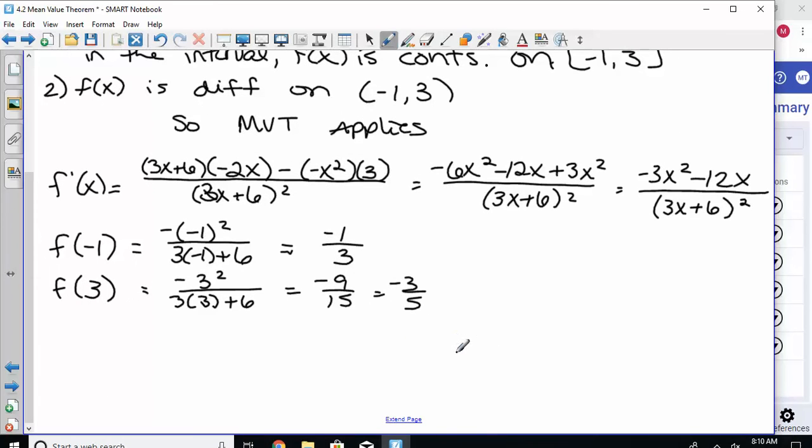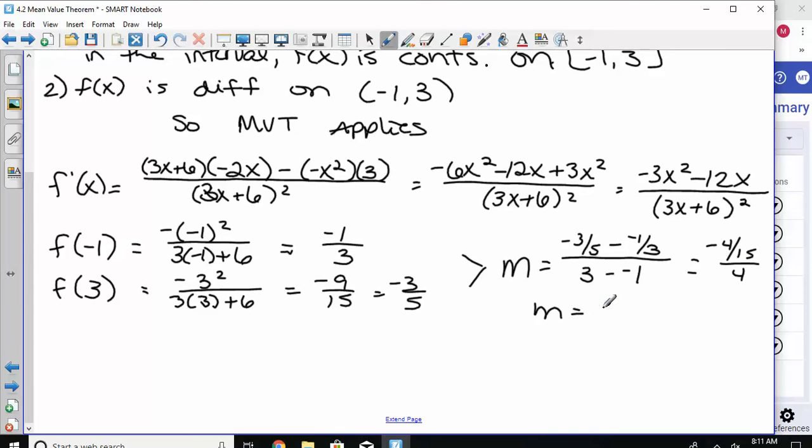Make sure you're putting this into the original. So now we do the slope. y2 minus y1 over x2 minus x1. So we get -9/15 plus 5/15. So I get a slope of -1/15.